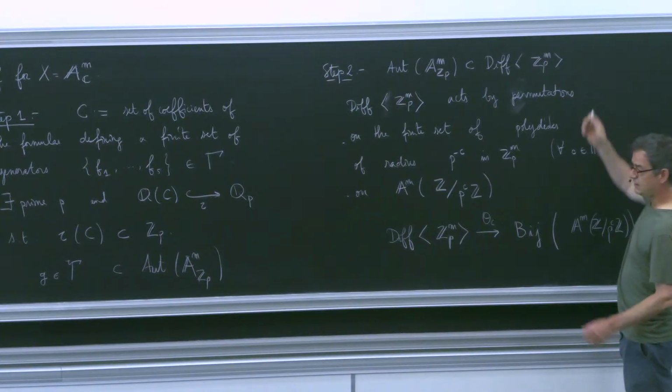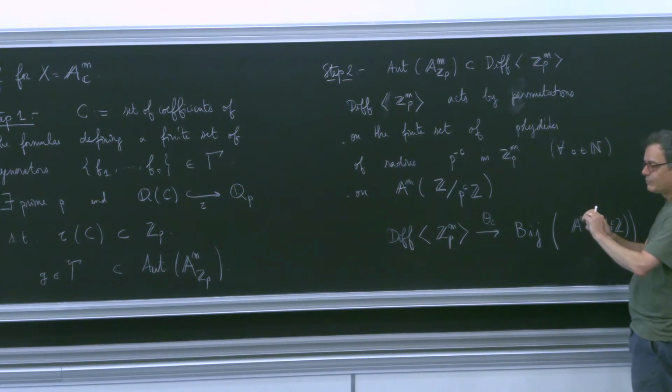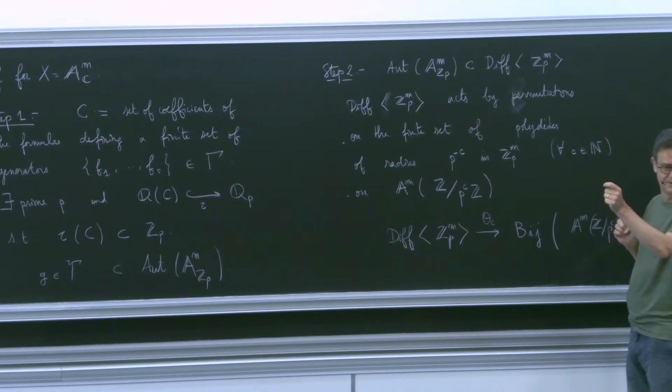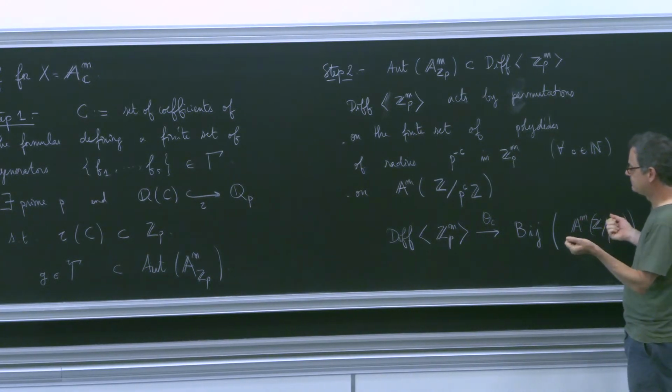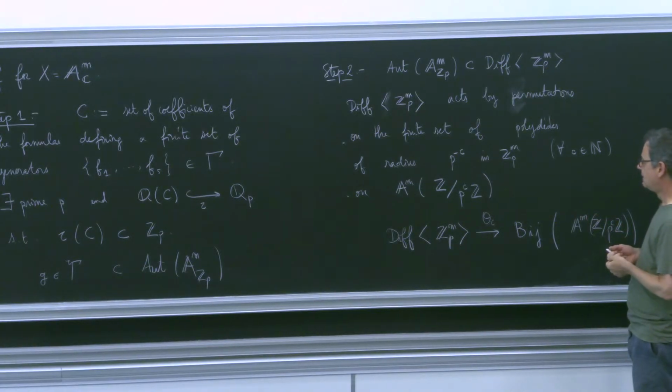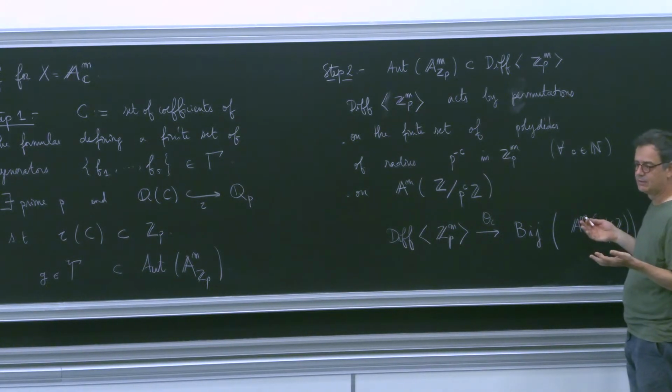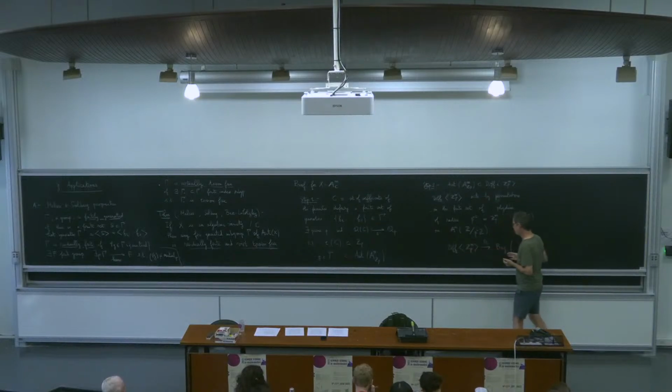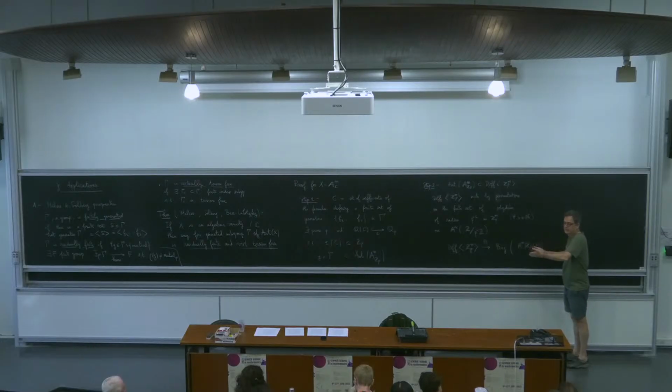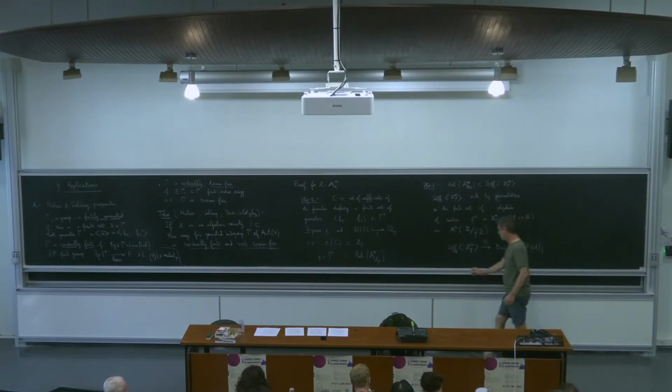Because it's not the identity, there is a point which is mapped to another point. You compute the distance between these two points, the p-adic distance. It's p to the minus c for some c. And now apply this homomorphism for c prime, which is larger than c, and you see that the point modulo p to the c prime is not fixed. That's it. So this proves residual finiteness.